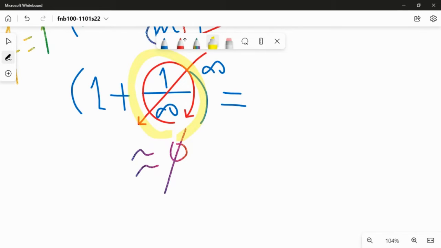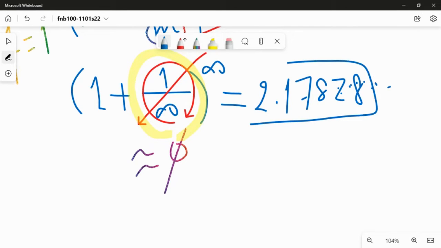It's slightly greater than 1. And if you raise it to infinity, what's it going to be? If it is 1, it's just going to be 1. But it's just slightly greater than 1. And then Euler found this number, and it was like 2.178 something. It goes on forever. But it approaches something like this.